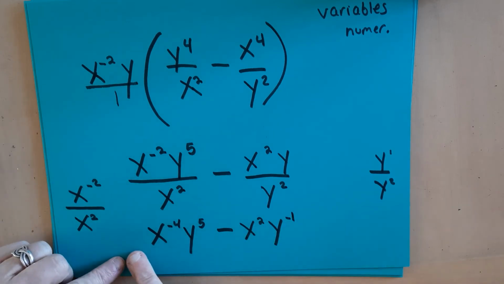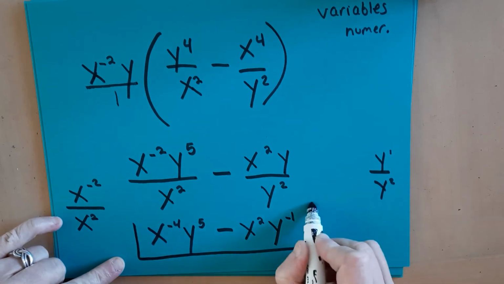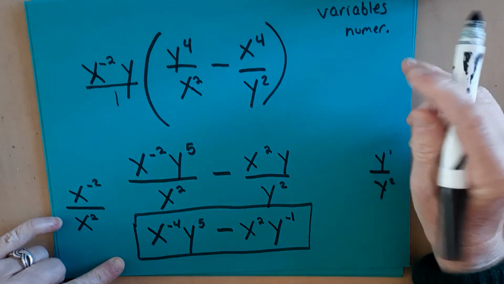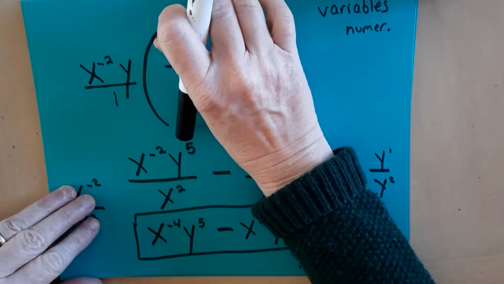Now there aren't any denominators in this answer, so we have already gotten it to where all the variables are in the numerator, because there aren't any denominators. So that would be your answer.